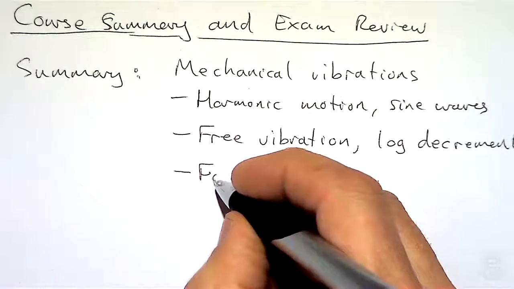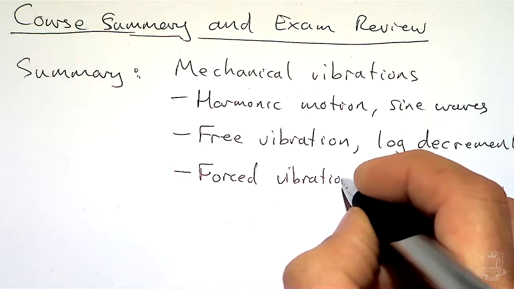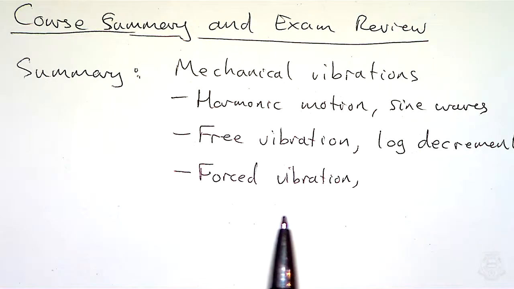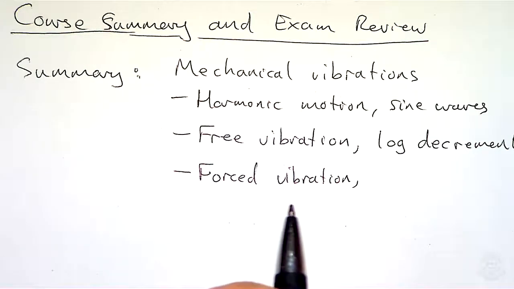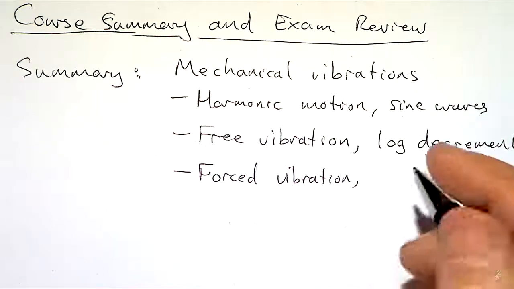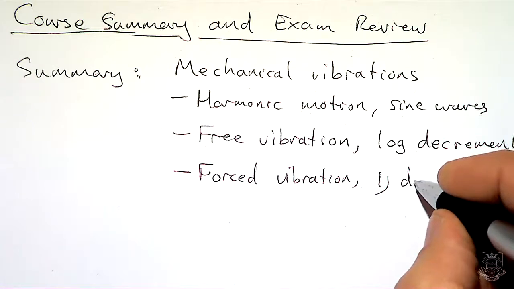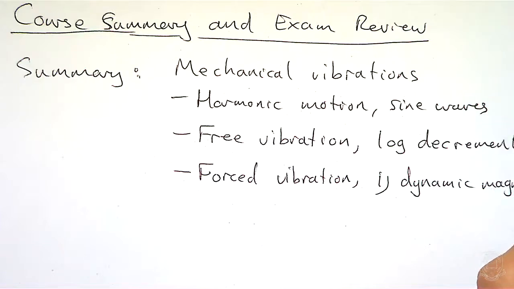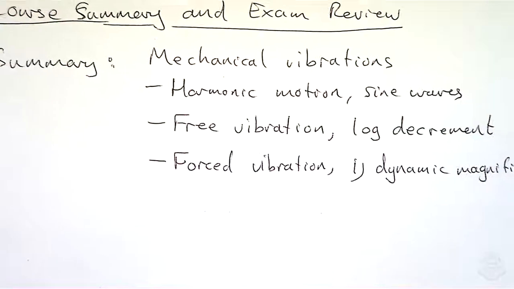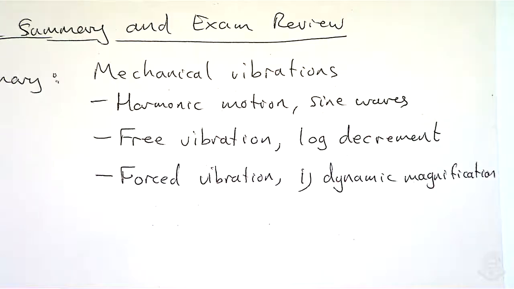After that we did forced vibration. This is when we're shaking it with some external force, and we can either shake it directly, or remember we also had the case of a rotating out of balance mass, didn't we? And we did two types of analysis. We ended up with the dynamic magnification factor. It is also called dynamic amplification factor. Either amplification or magnification is fine.